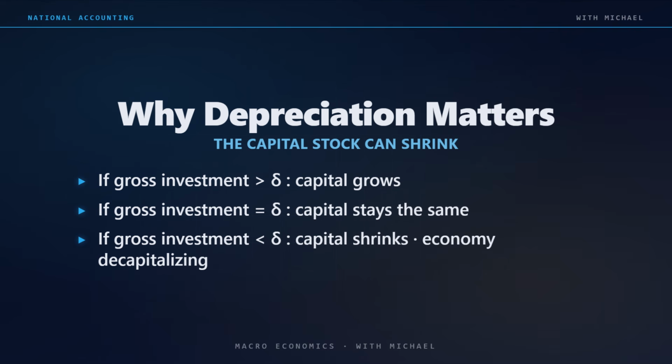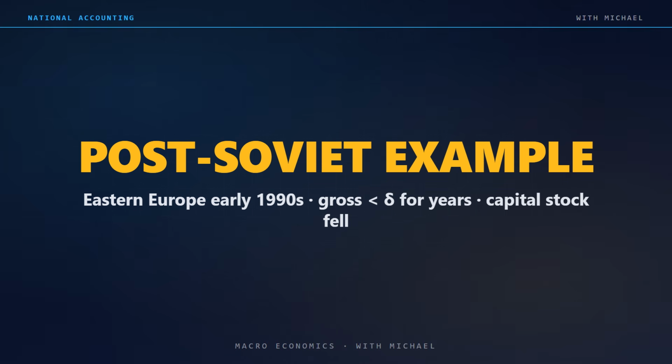Now, gross capital formation includes depreciation. Net capital formation equals gross capital formation minus depreciation, minus the wearing out of existing capital. Over time, the capital stock evolves according to net investment. If gross investment exceeds depreciation, the capital stock grows. If gross investment is less than depreciation, the capital stock shrinks.